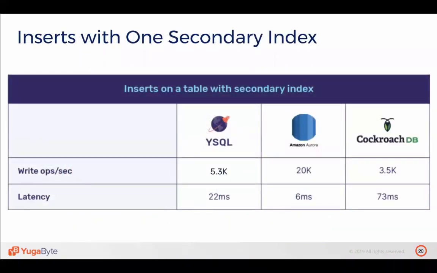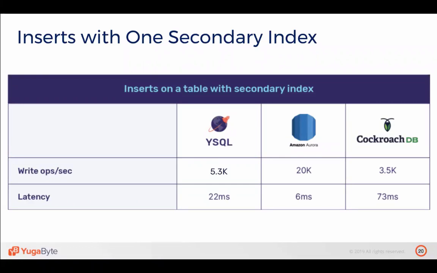The second workload is inserts with a single secondary index, like we had discussed, so key value and an index on the value. So that means every write has to insert to the primary table and to the index table. The YSQL Postgres compatible API was able to deliver 5.3 thousand inserts per second, with the index also included inside, of course. Amazon Aurora was able to do 20,000 inserts, and CockroachDB was able to do 3,500. And the latencies were 22 milliseconds, 6 milliseconds, and 73 milliseconds respectively.